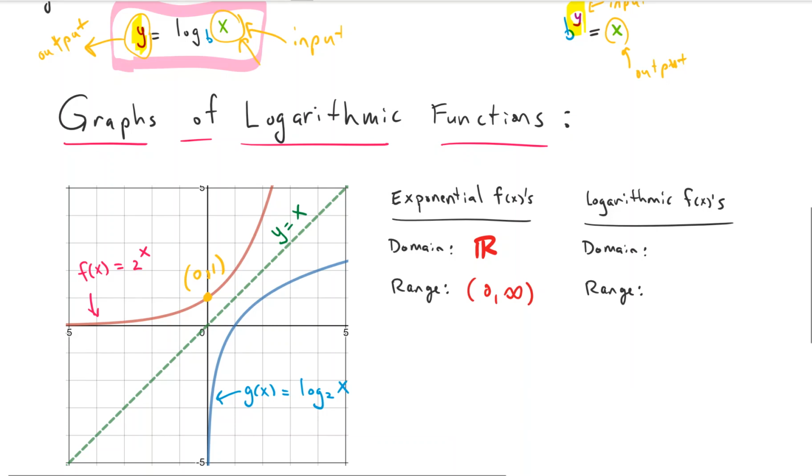We also know that exponential functions and logarithmic functions are inverse functions. So we know that their domains and ranges are shared, but they're switched. So if the domain of an exponential like 2 to the x is all real numbers, then the range of log base 2 of x is also going to be all real numbers. And the domain is going to be 0 to infinity.